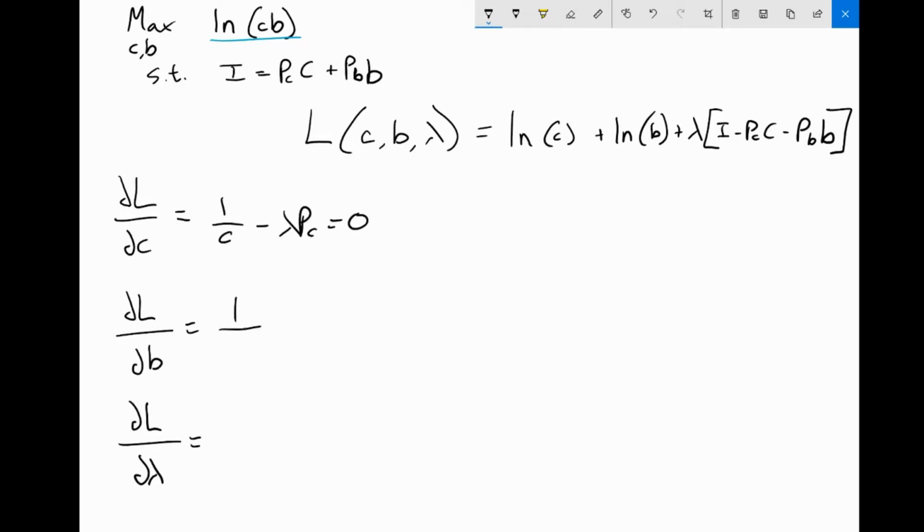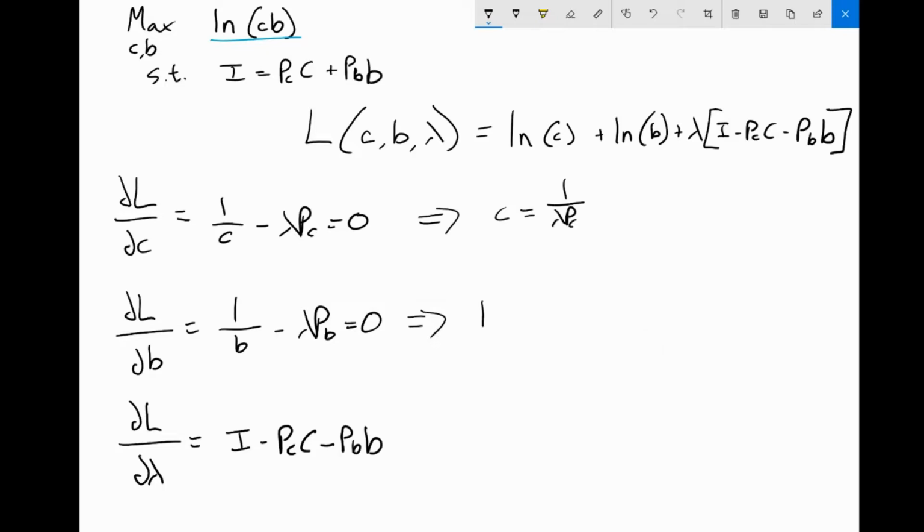Set it equal to 0, right? Because we're setting up the first order condition. Okay, so we solved the first order conditions, right? PC, B is 1 over lambda, CPB. Plug these in, if you remember from last lecture, plug those in.